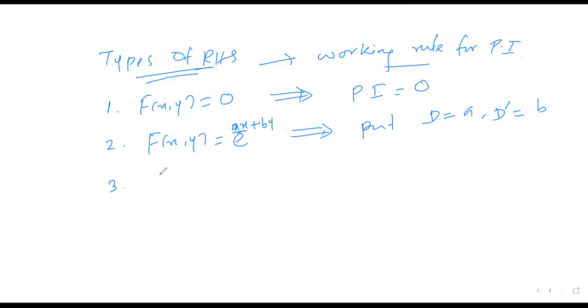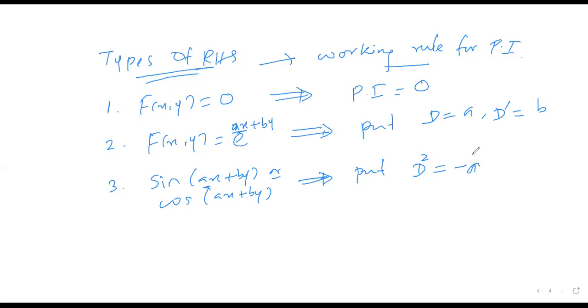Third case, what if it is a trigonometric one, sine of ax plus by or cos? Okay, so I have summarized some here. You can see the list. I will send the note. It has some more, so you can go through that one also. In this case, you may have D squared, which will be minus the coefficient of a, I mean x. And then for D dash squared, you have to put minus b squared. What if D and D dash? You have to put minus ab.